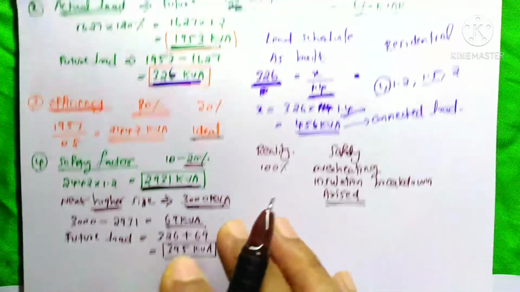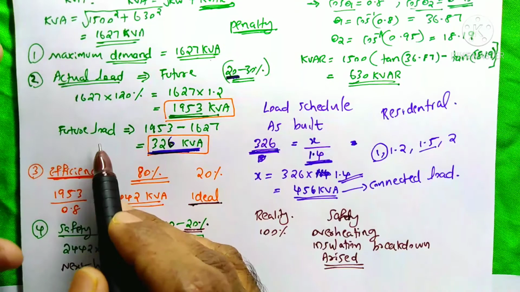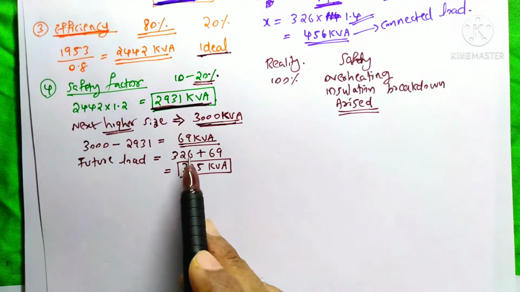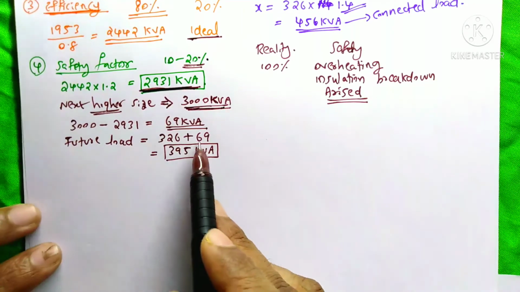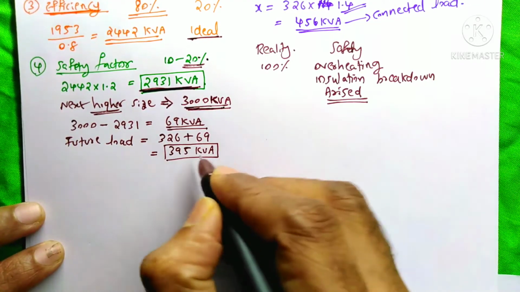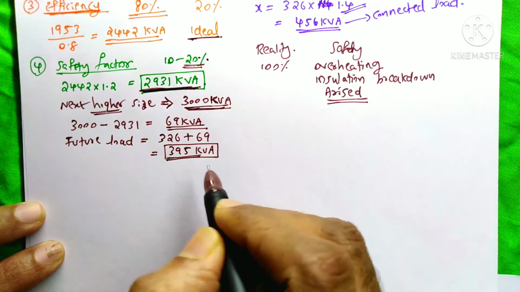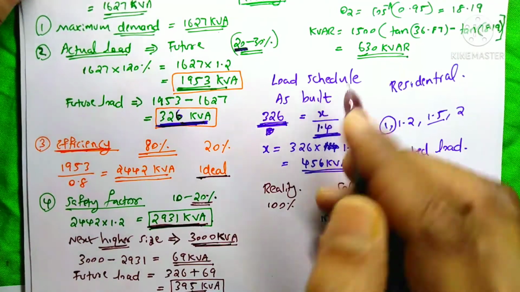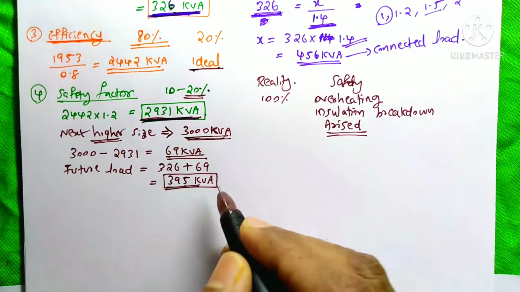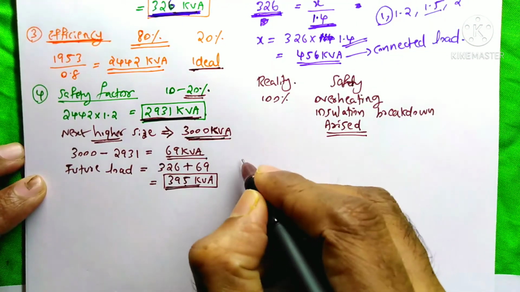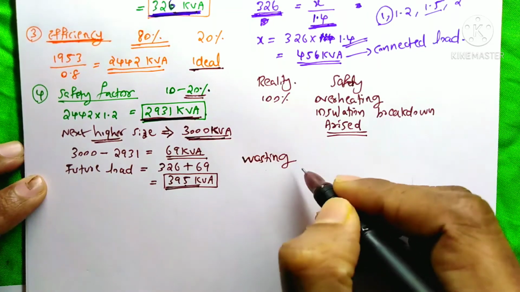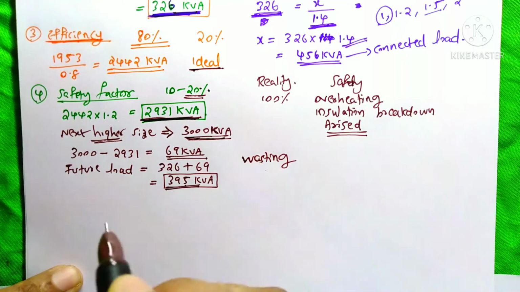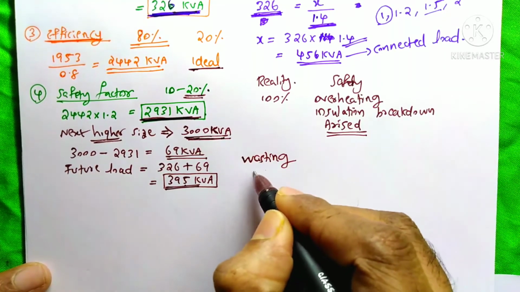I already told you our future load is actually 326 kVA. To that 326 kVA, we need to add that extra 69 kVA. So our future load will become 395 kVA. We need to mention this 395 kVA on our load schedule or on the as-built drawings of our building project. Through this, we are not wasting the capacity of the transformer, which means in future we can connect more load to this transformer. It is actually beneficial for the client.